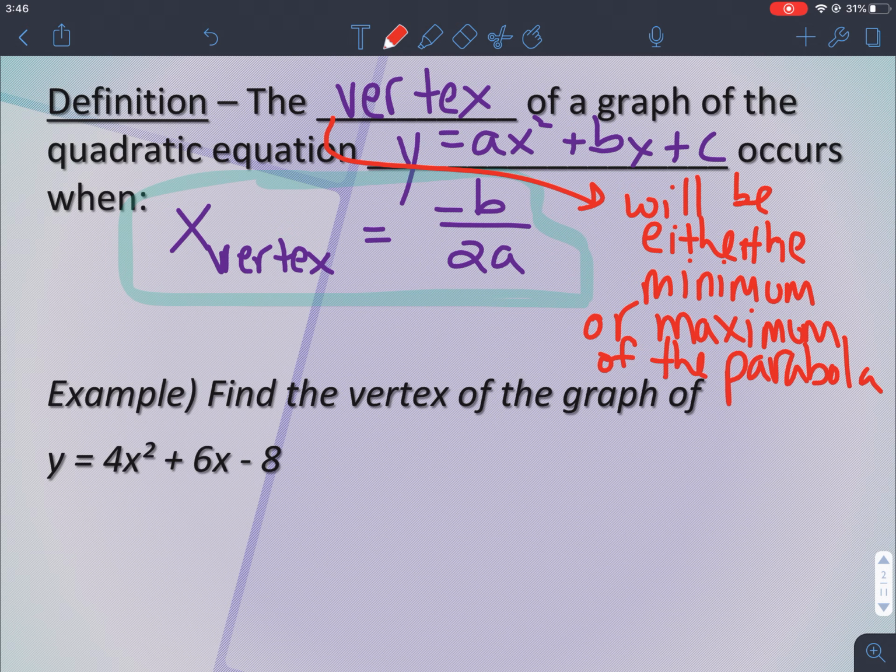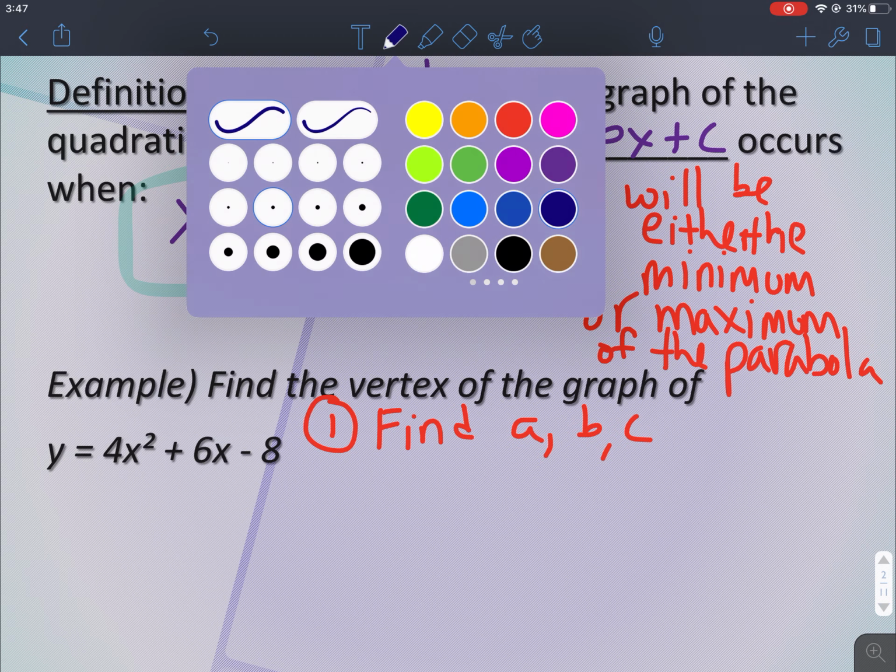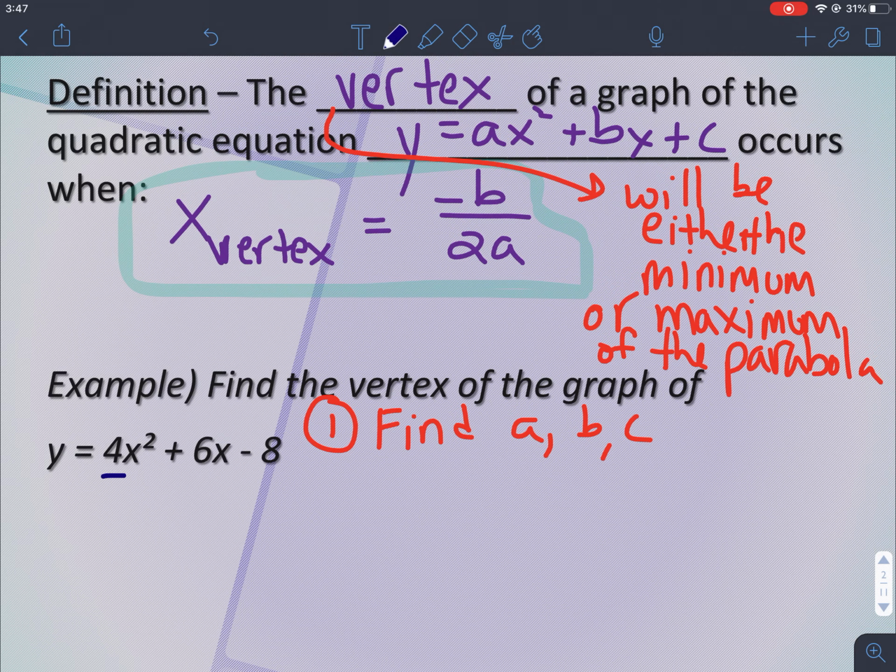All right, so now we have to find the vertex of the graph of 4x squared plus 6x minus 8. This is a few-step process. The first one would be to find a, b, and c. Those are the coefficients of the x squared, the x, and the constant. In this case, a is going to be 4, b is going to be 6, and c is going to be negative 8. Be sure to include the sign in your coefficient.